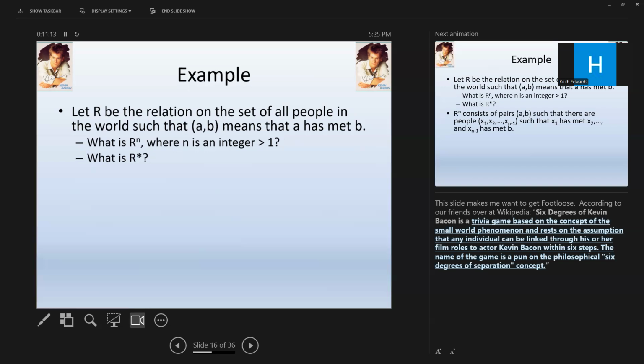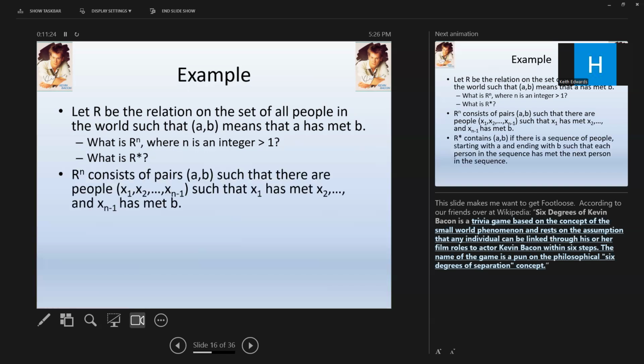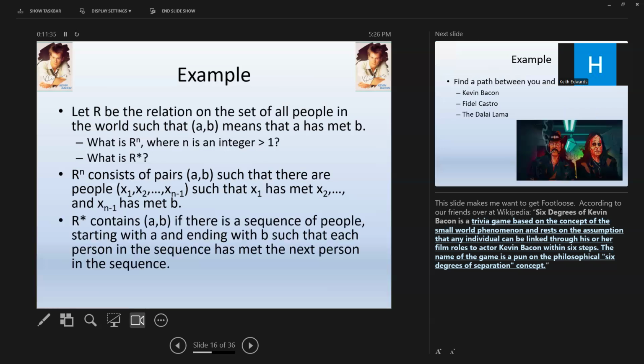So what is R to the n, where n is an integer greater than 1? And here AB means that A has met B. So if we look at R^n, it means that there are people such that x1 has met x2 and x2 has met x3, all the way up to x_{n-1}, who has met B. So that connects them. R star contains AB if there's a sequence of people starting with A and ending with B, such that each person in the sequence has met the next person in the sequence.